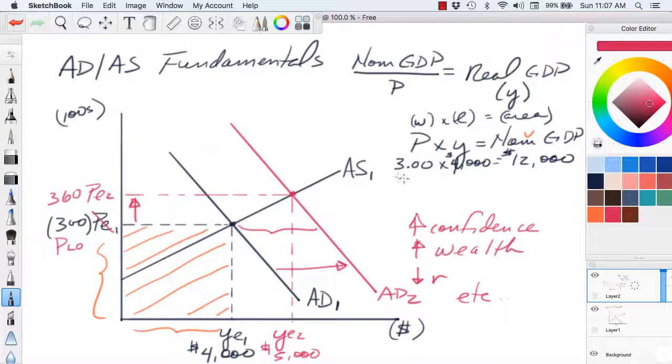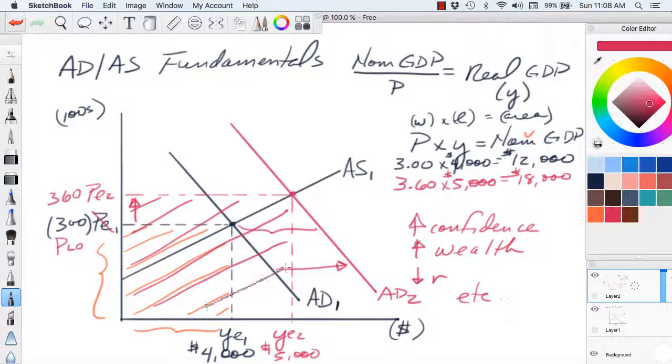So the new price level is 3.60 times 5,000. This new number here is 18,000. So what we can see is that the box got a lot larger. Why did the box get larger? It got wider and it got longer. And if a rectangle gets wider and longer, its area is going to increase, actually geometrically.